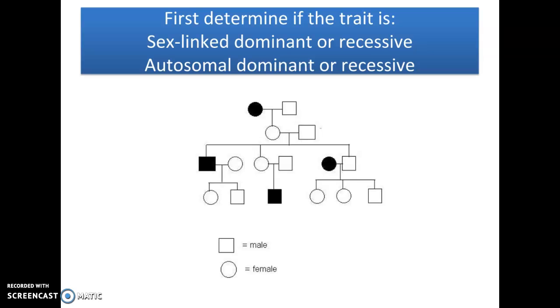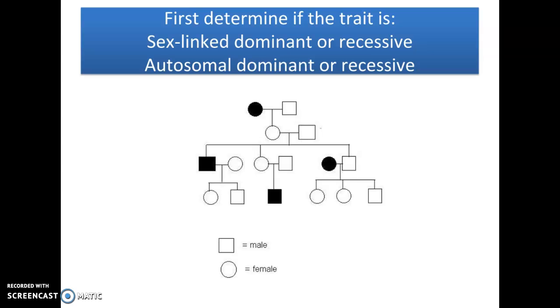When I give you a problem like this and ask you to determine the genotypes of a pedigree, you should always be asking yourself two questions. Is it sex-linked or autosomal? And then is it dominant or recessive? So I'm going to give you a couple hints that you can use to look for sex-linked patterns of inheritance and for recessive patterns of inheritance so you can figure out those questions.